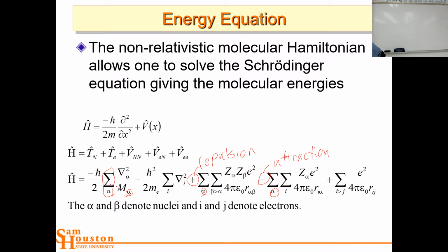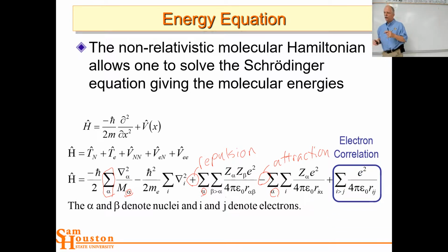This is the kinetic energy term for the nuclei. This is the kinetic energy term for the electrons. And then we have the potential energy term. This last term here is the one that makes life difficult. It's the repulsion of all the electrons to all the other electrons.